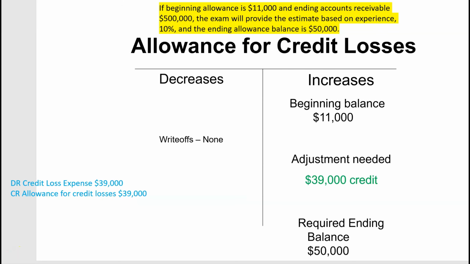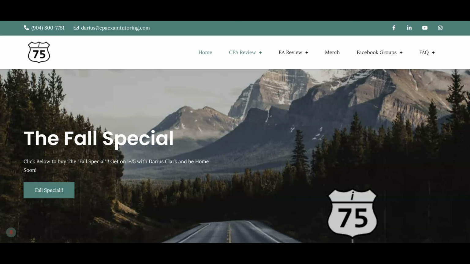But what if there are write-offs? How would that have impacted the ending balance of the allowance for credit losses, and how would it have changed the credit loss expense?